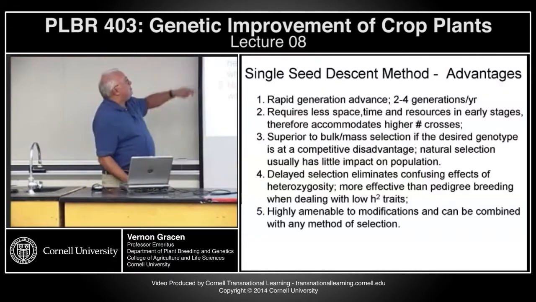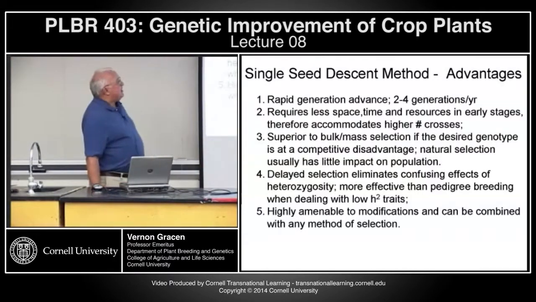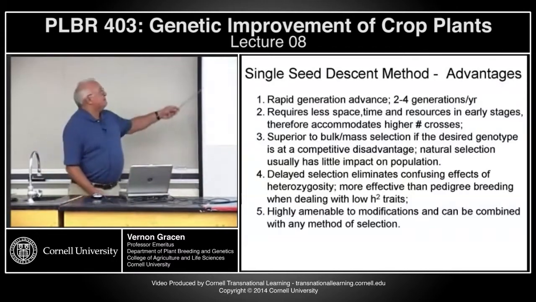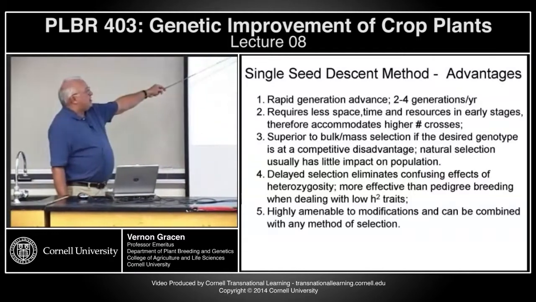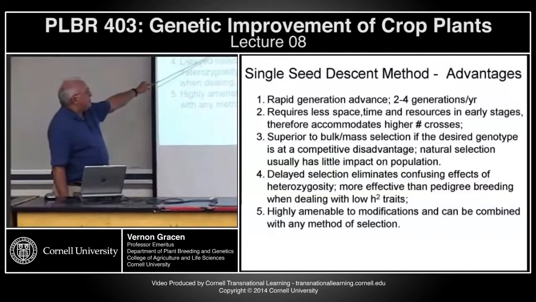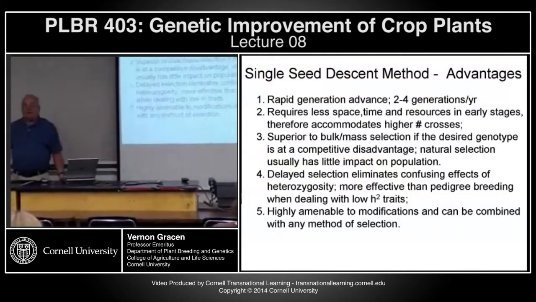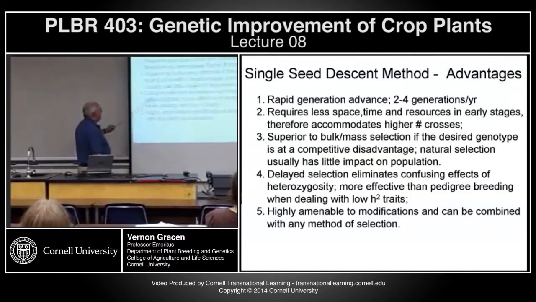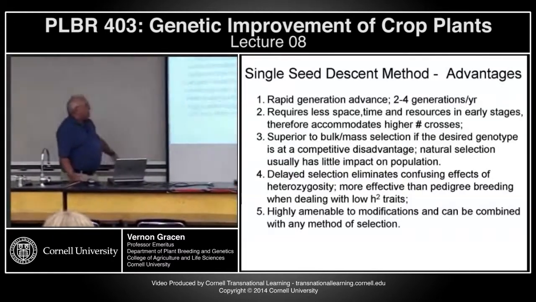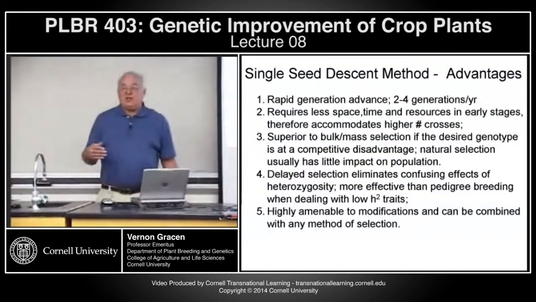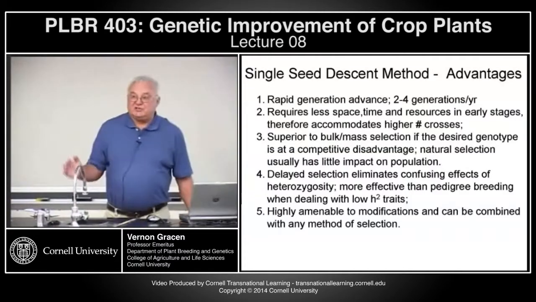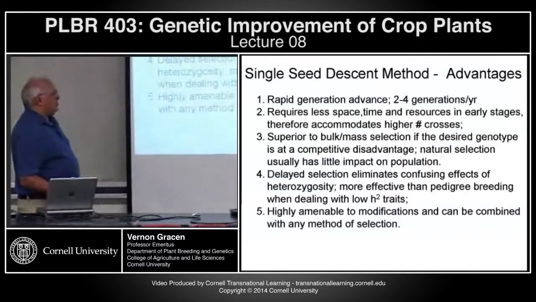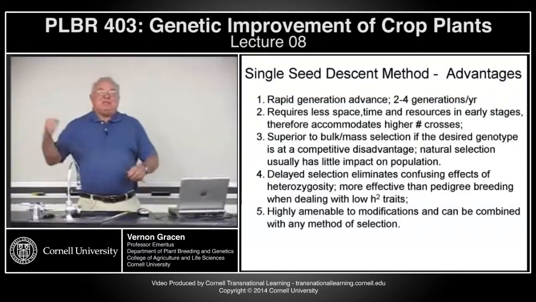So its advantages: rapid generation, requires less time, space, resources in the early stages, so it can do a higher number of crosses. It's superior to the bulk or mass selection if the genotype is at a competitive disadvantage. It doesn't matter whether you're dealing with early, late, dwarfs, you're pushing the maturity on everything to get them to flower. The delayed selection eliminates any of the confusing effects of heterozygosity. By the time you get to an F6 generation of a self-pollinated crop, you don't have many heterozygous loci left at all. It's highly amenable to modifications, so it can be combined with any method.